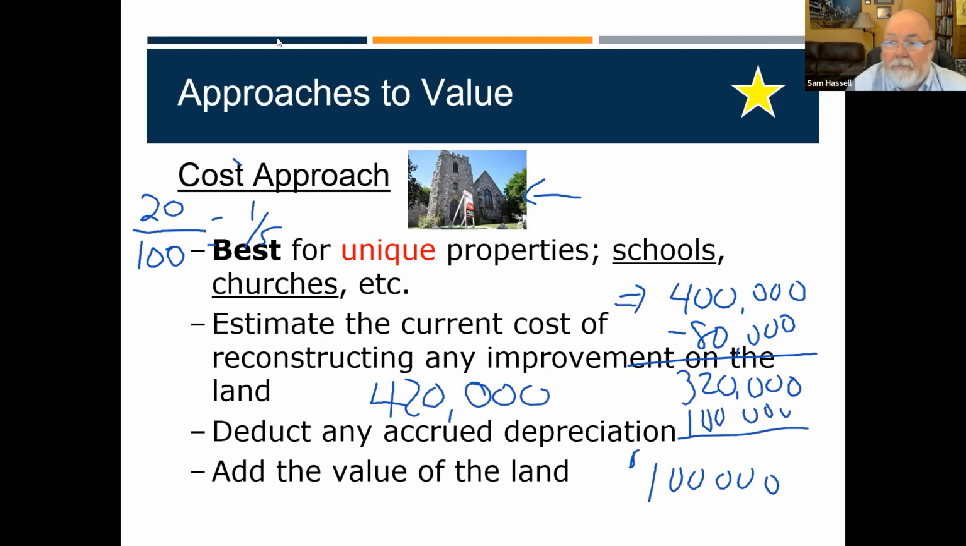All right. So I took the cost it was to build it new. I depreciated it some. In this particular case, the age over life method, which is not too difficult. I took that off of there. And then I added back the land. Remember, land does not depreciate. You can't depreciate land. And I came up with a value. Okay. All right. Let's move and see what we got here.